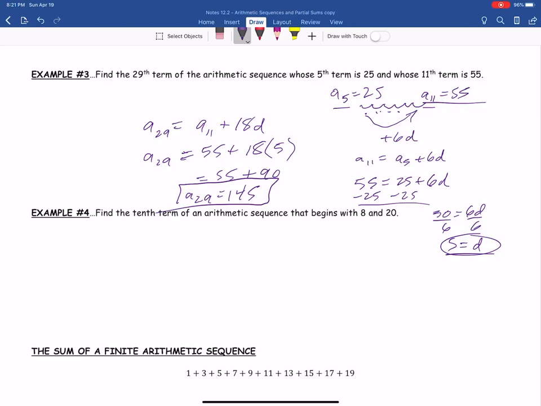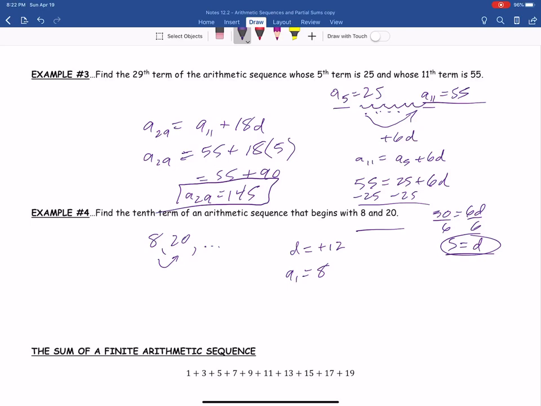Okay, and my last one here, example 4: find the 10th term of an arithmetic sequence that begins with 8 and 20. By begins with 8 and 20, they mean those are the first two terms. So we're going 8, 20, and so on. If you're saying, I know a bunch of stuff, you're right. First and foremost, we already know our common difference. How do we get from 8 to 20? We add 12. What is our first term? It's 8. So they are asking us to find the 10th term.